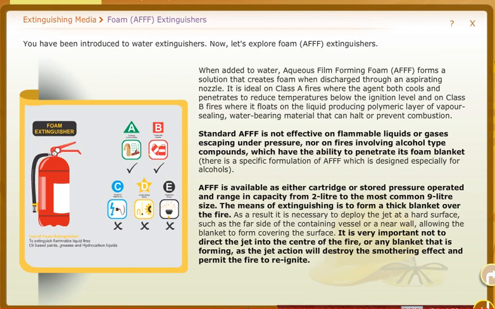As a result, it is necessary to deploy the jet at a hard surface, such as the far side of the containing vessel or a near wall, allowing the blanket to form, covering the surface. It is very important not to direct the jet into the center of the fire or any blanket that is forming, as the jet action will destroy the smothering effect and permit the fire to reignite.